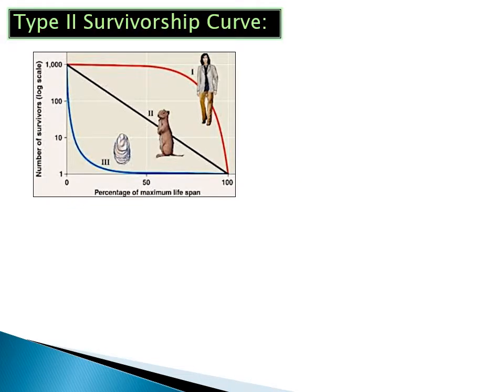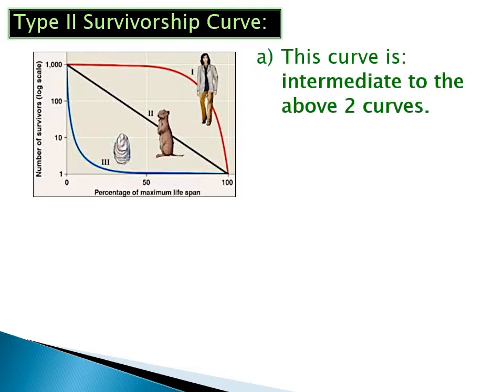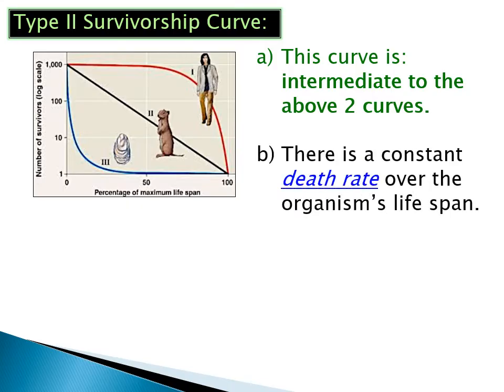Then we have the type 2 survivorship curve. This is the one in the middle. For type 2, the curve is intermediate between the 2 curves. It's kind of in between. There is a constant death rate over the whole lifespan. So basically, age is not associated with the death rate.